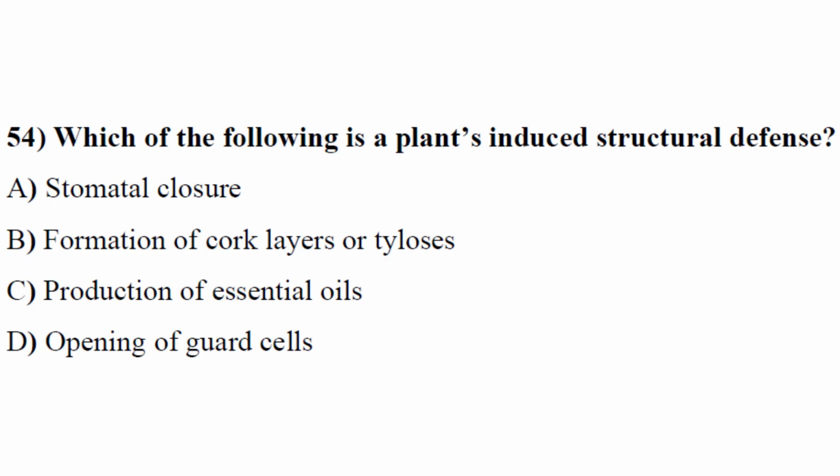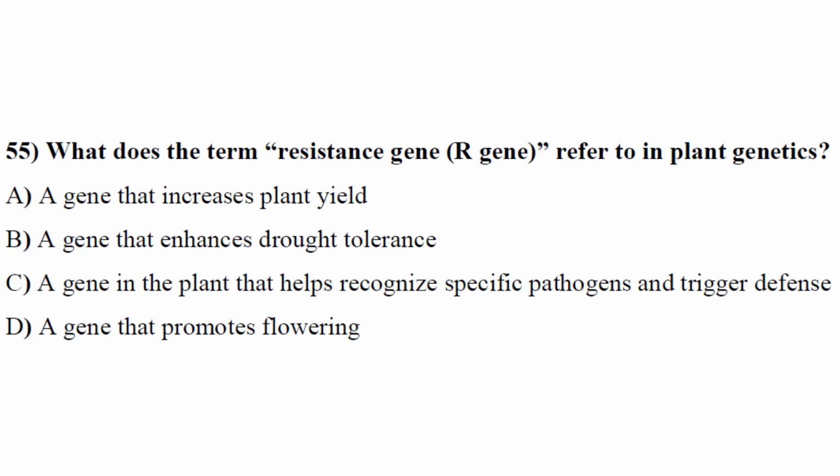54. Which of the following is a plant's induced structural defense? A. Stomatal closure. B. Formation of cork layers or tyloses. C. Production of essential oils. D. Opening of guard cells. Answer: B. Formation of cork layers or tyloses.